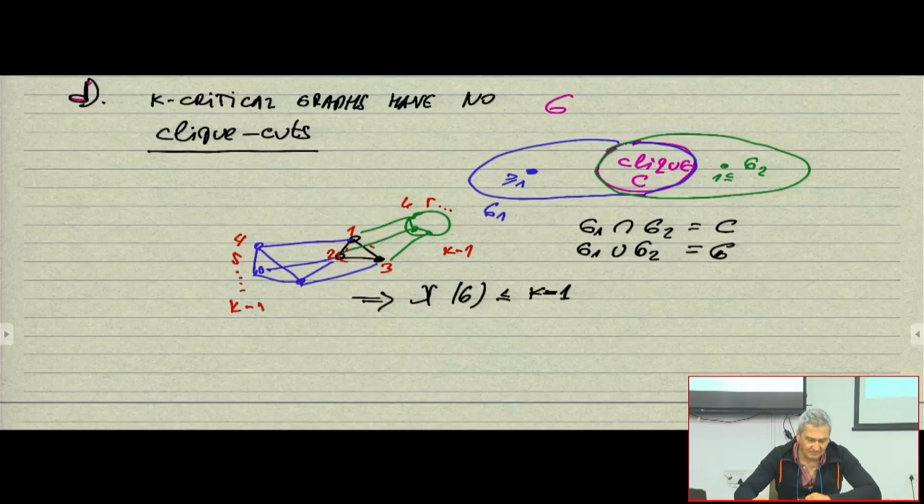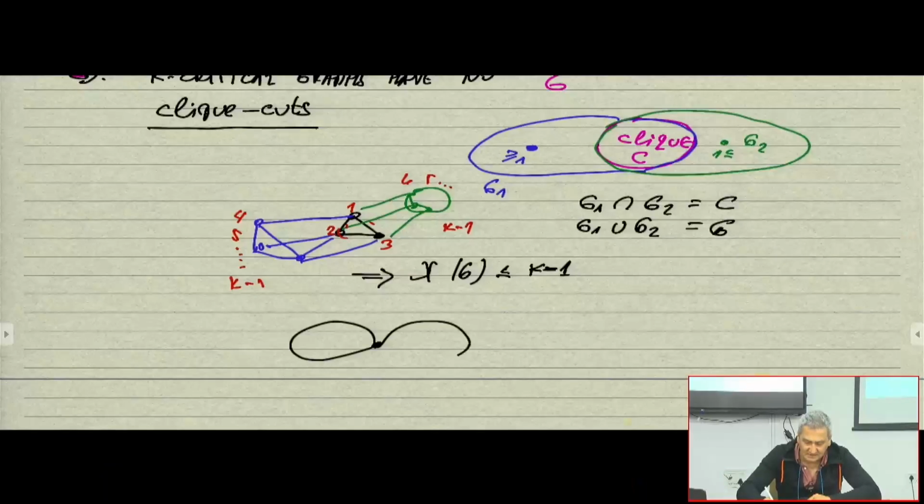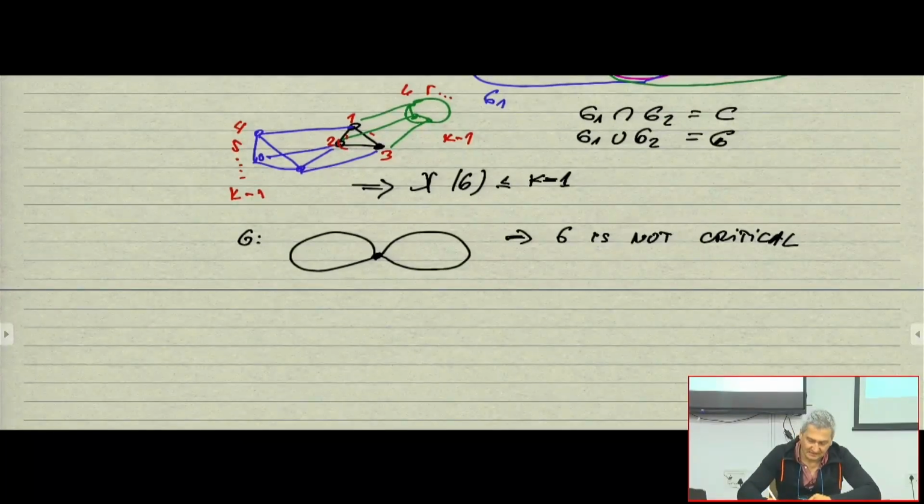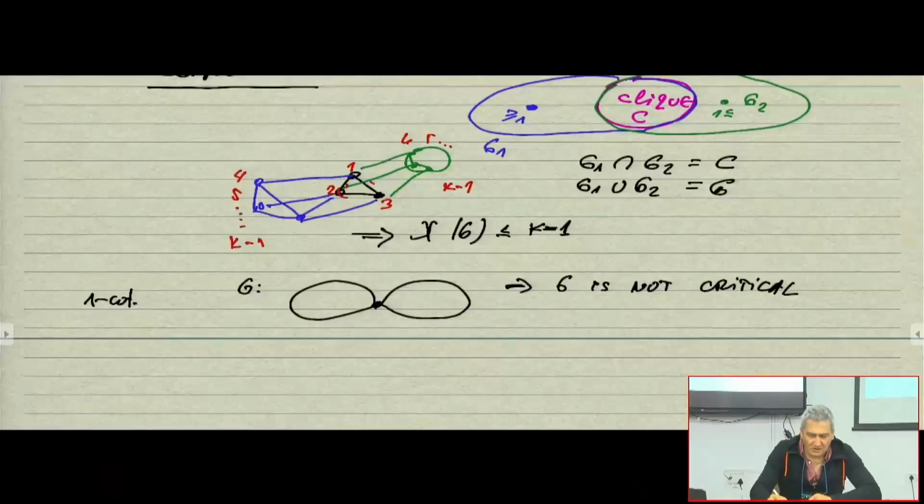So in particular, when I apply this, I don't have a critical graph with a cut vertex. G is not critical. I may have two cuts. This is one cut. Both parts are k-1 colorable. But how can we conclude that the graph itself is at most k-1 colorable?